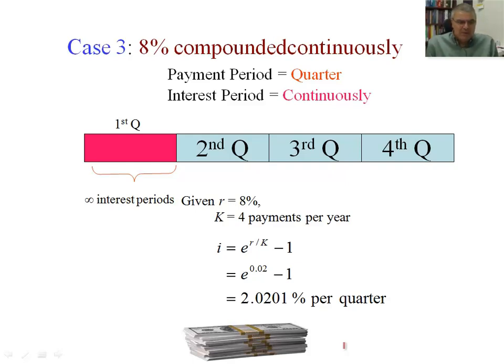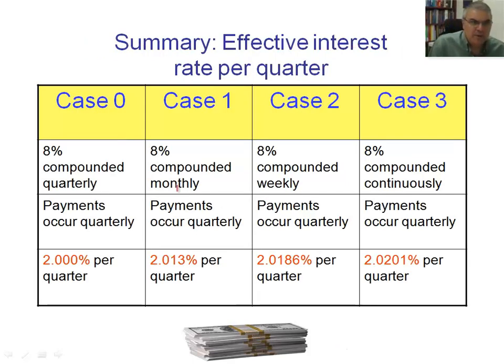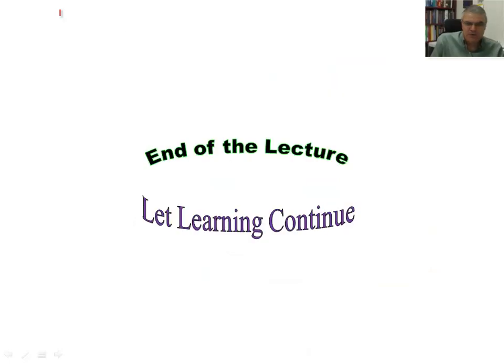And as you can see, the numbers keep increasing. For case 3, the interest period is continuous. We need to take the limit of the formula that I just showed you previously, in the green formula, as I call it. Green stands for money. If there are infinite interest periods, then we follow this equation, and the interest rate will be 2.0201% per quarter. This table should provide you with a comparison of what I have just covered. That brings me to the end of today's discussion.